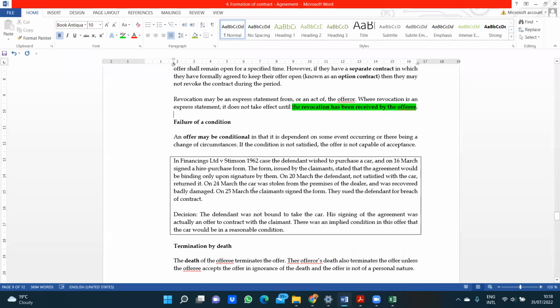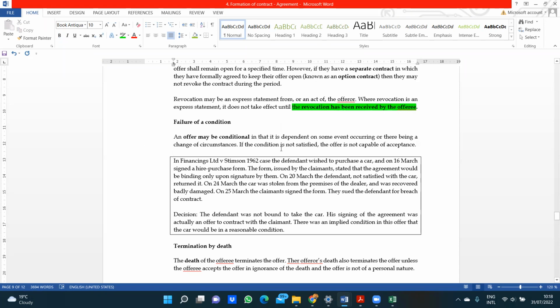Failure of a condition. An offer may be conditional, that is, dependent on some event occurring or a change of circumstance. If the condition is not satisfied, the offer is not capable of acceptance.